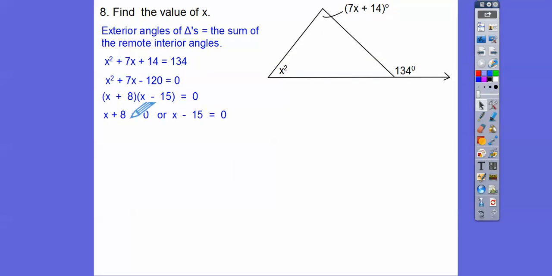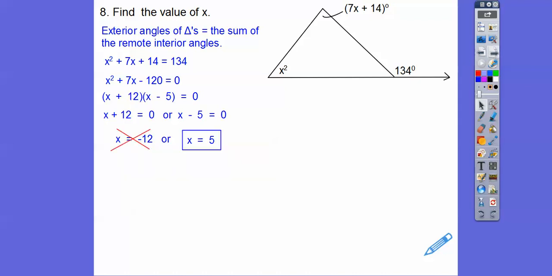And then here I get negative 8, here I get a positive 15, and we can't have negative 8 for an angle right there, because that'd make this a negative angle. So our answer is x equals 15. Anyways, that's what that would be. You guys get the picture. So it's 15. Sorry about that. All right, anyways, let's keep going.